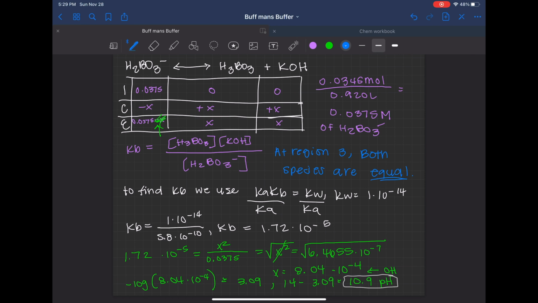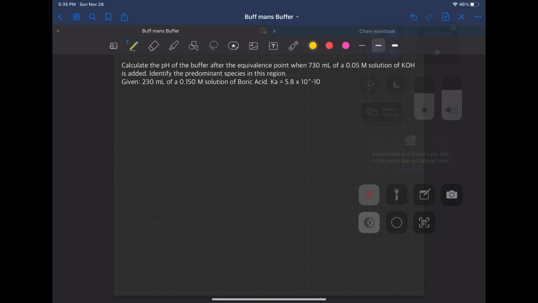For region 3 here at our equivalence point, since both species are equal, there will be no predominant one. Last but not least, for region 4, we are told to calculate the pH of the buffer after the equivalence point when 730 milliliters, of course we have to convert it to liters, of a 0.05 molar solution of potassium hydroxide is added. Of course, we're going to identify the predominant species in this region, and we are given the same information about the boric acid like we have before.